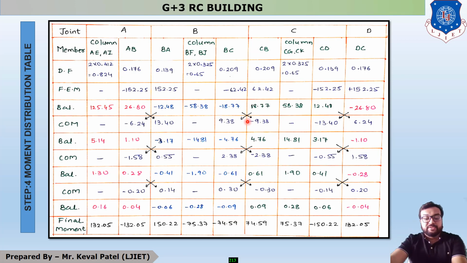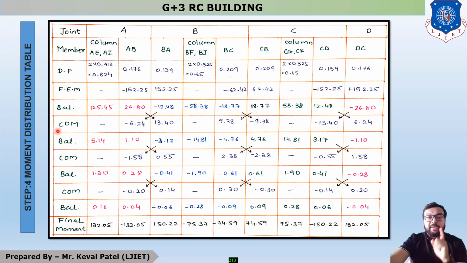Your all the answer is mirror image with the sign change. So you can see that this is minus 18.77, so this is plus 18.77, 58.38, 12.48, and this is minus 26.80. So this is your first step.